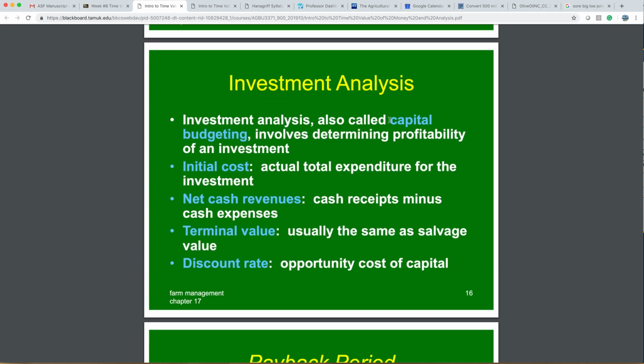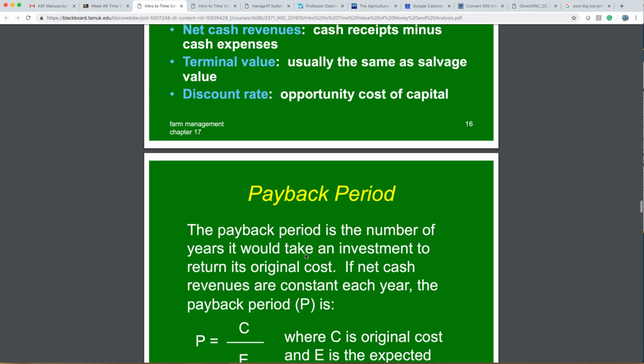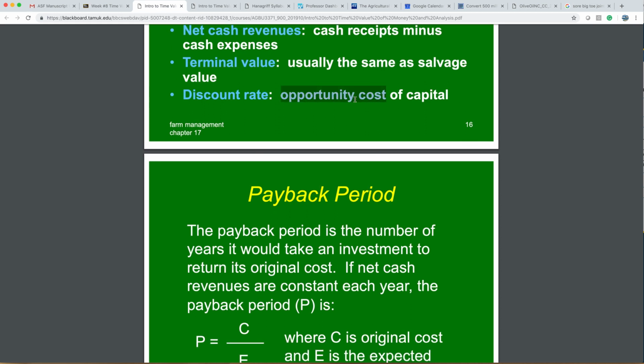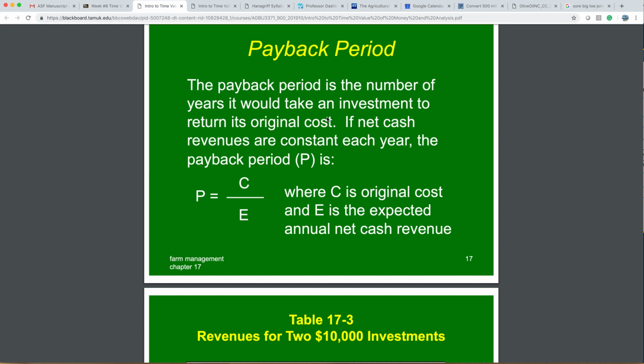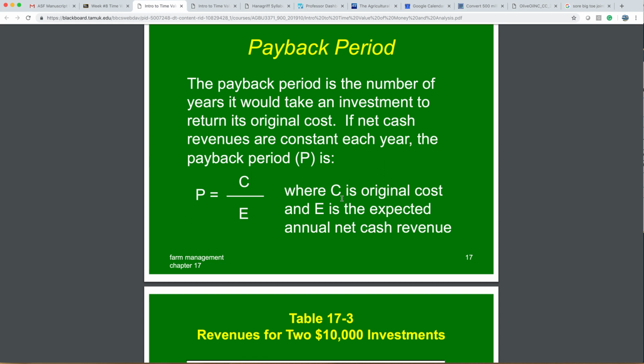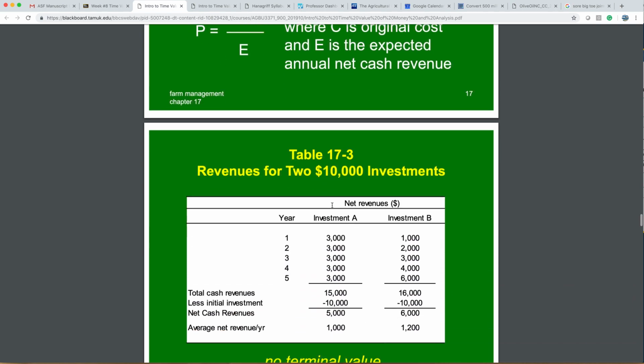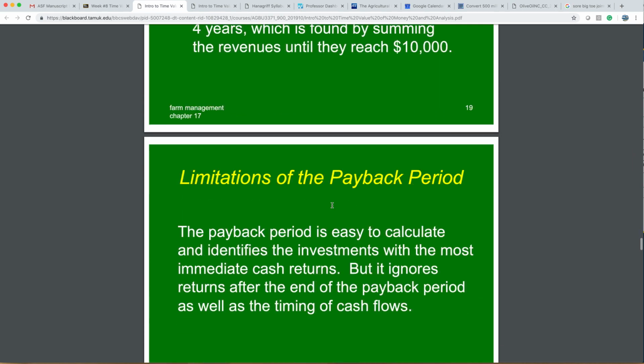Talks about investment analysis, which we're kind of ending with, and that's capital budgeting. Initial costs, revenues, discount rate, opportunity cost of capital, which we talked about. What is that? So these definitions are important. Payback period is something we hadn't talked a lot about, but payback period is where you just look at what the original cost is and how long you think it's going to take to get that back. I wouldn't worry about payback period, but that's something that is listed in here.